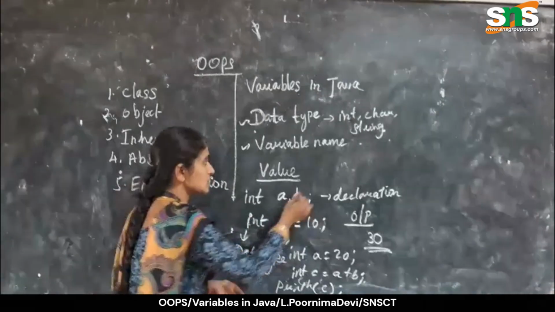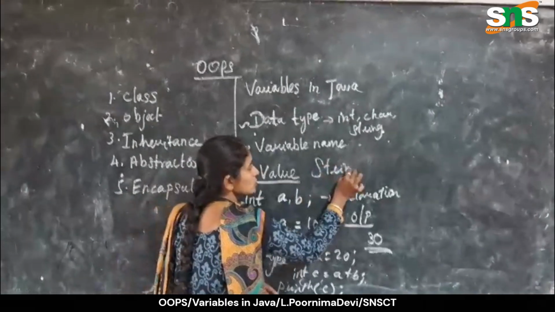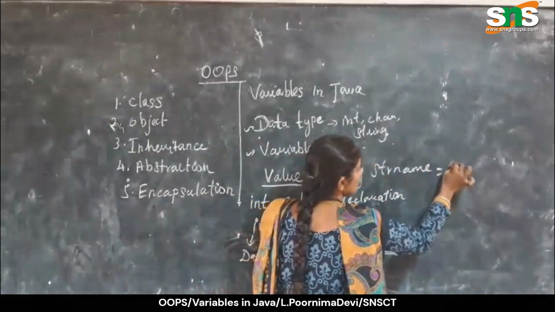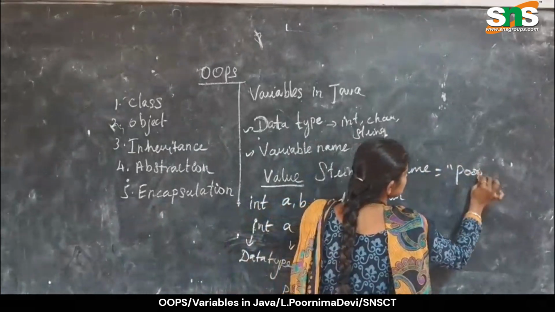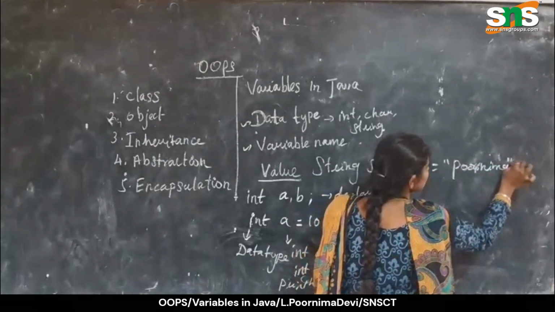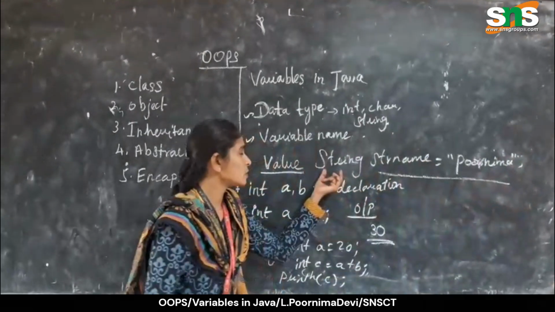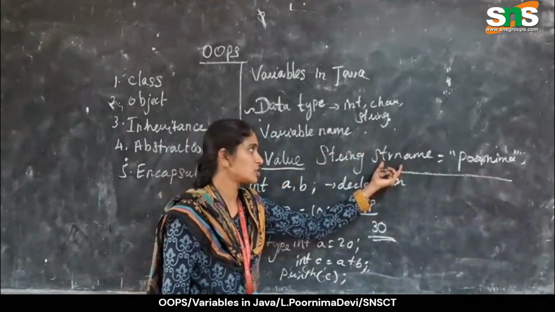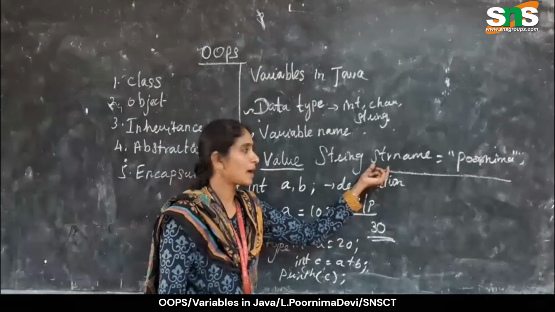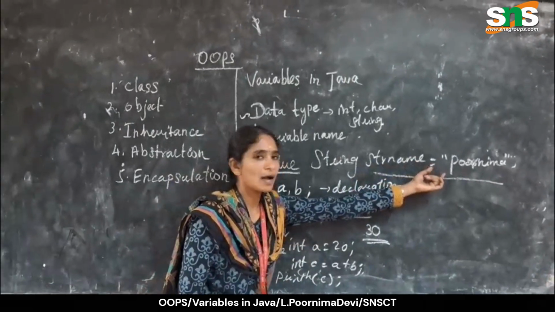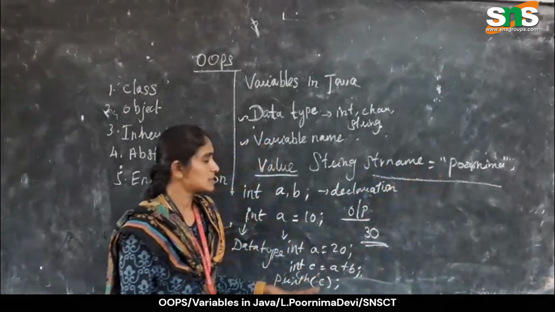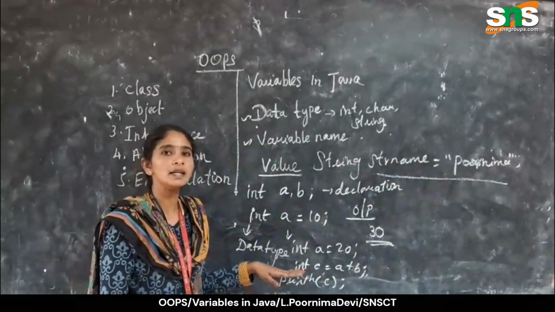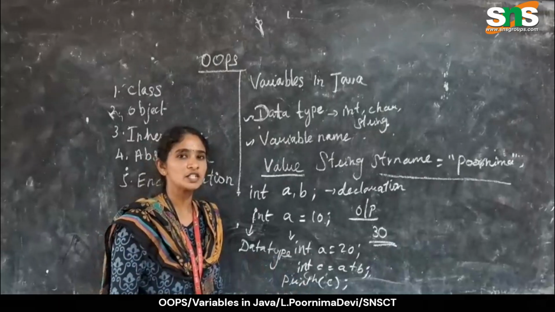I have also used a string. String strName equal to Purnima. This is the way of initializing the value. I have used the data type string and strName, which is the identifier of the value. Then I initialize the value. So this is the way we have seen variables in Java: how to declare the variable and how to initialize the variable.